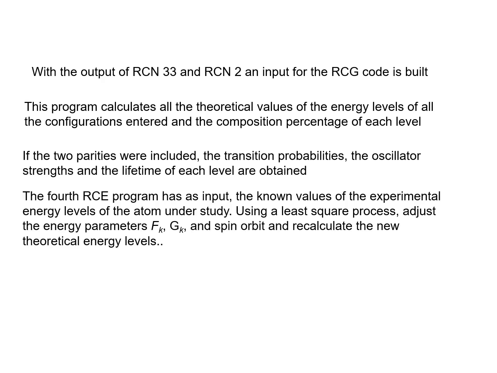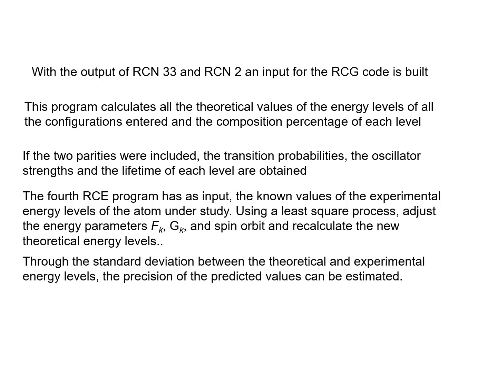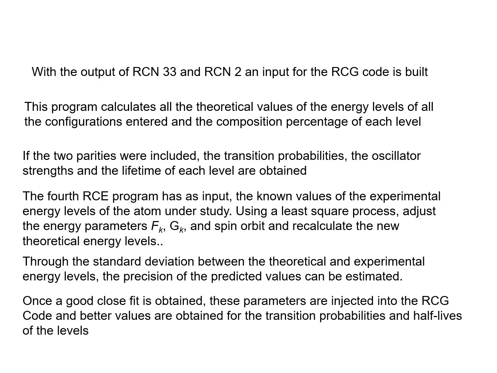The fourth RCE program has as input the known values of the experimental energy levels of the atom under study. Using a least squares process, fit the energy parameters Fk, Gk, and spin orbit and recalculate the new theoretical energy levels. Through the standard deviation between the theoretical and experimental energy levels, the precision of the predicted values can be estimated. Once a good fit is obtained, these parameters are injected into the RCG code and better values are obtained for the transition probabilities and the lifetime of the levels.